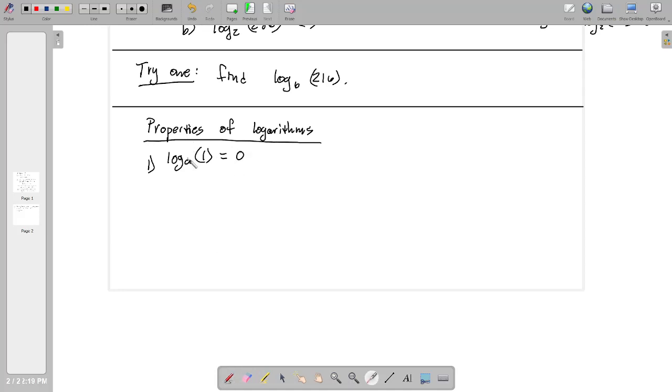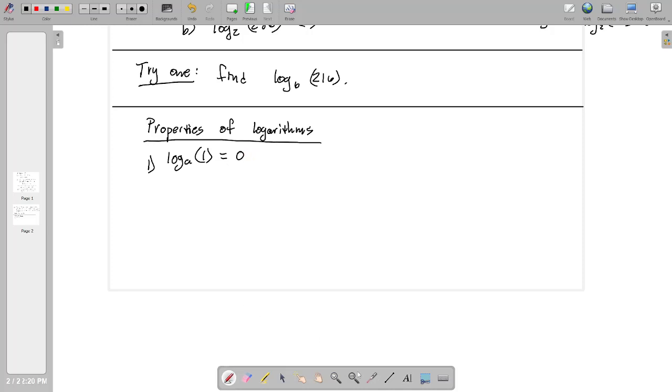So remember, we're taking this base, we apply this as an exponent to this base a, so a to this power gives me 1. So ask yourself, if you have a positive base a, and you apply an exponent to that base, what exponent do you need to apply in order to get 1? Basically, a to what power gives me 1? And that power should always be 0. So here, log base a of 1 is always equal to 0.